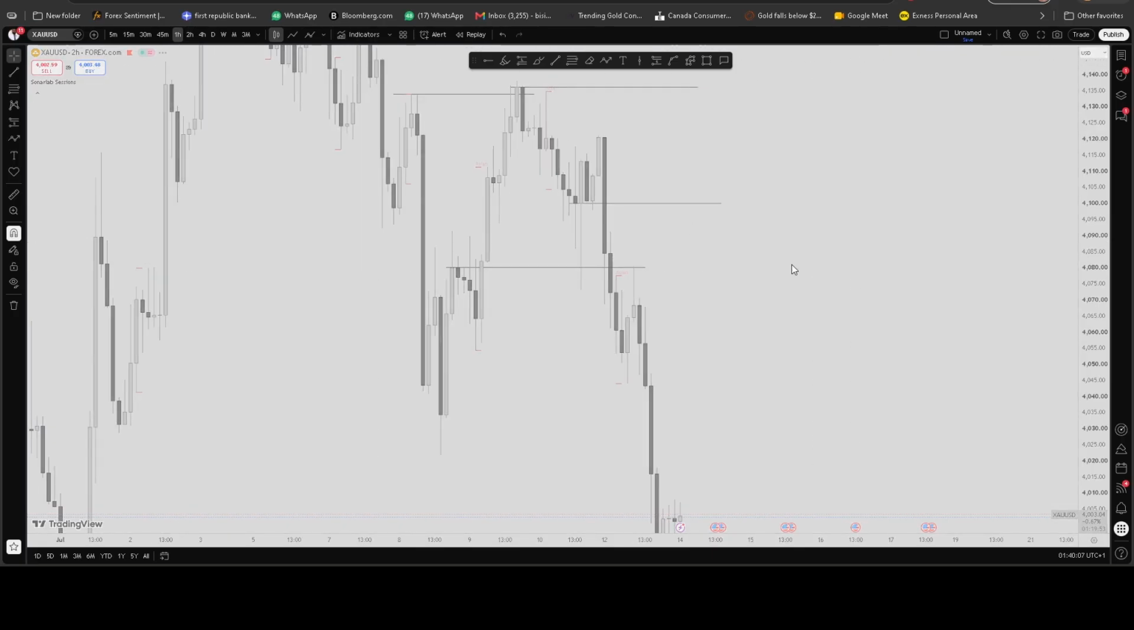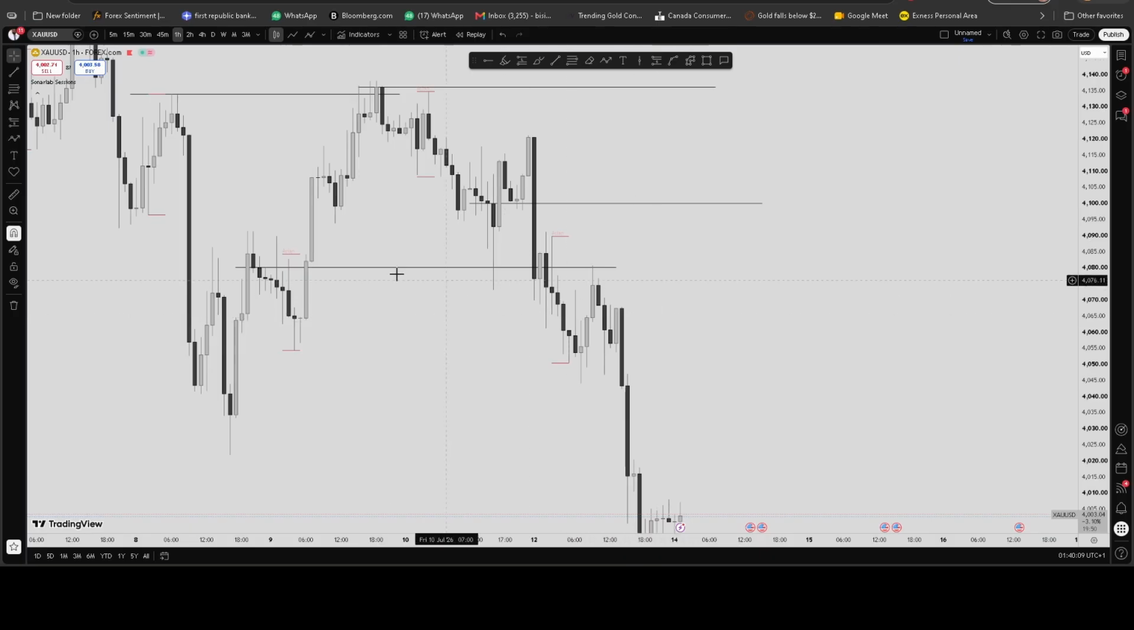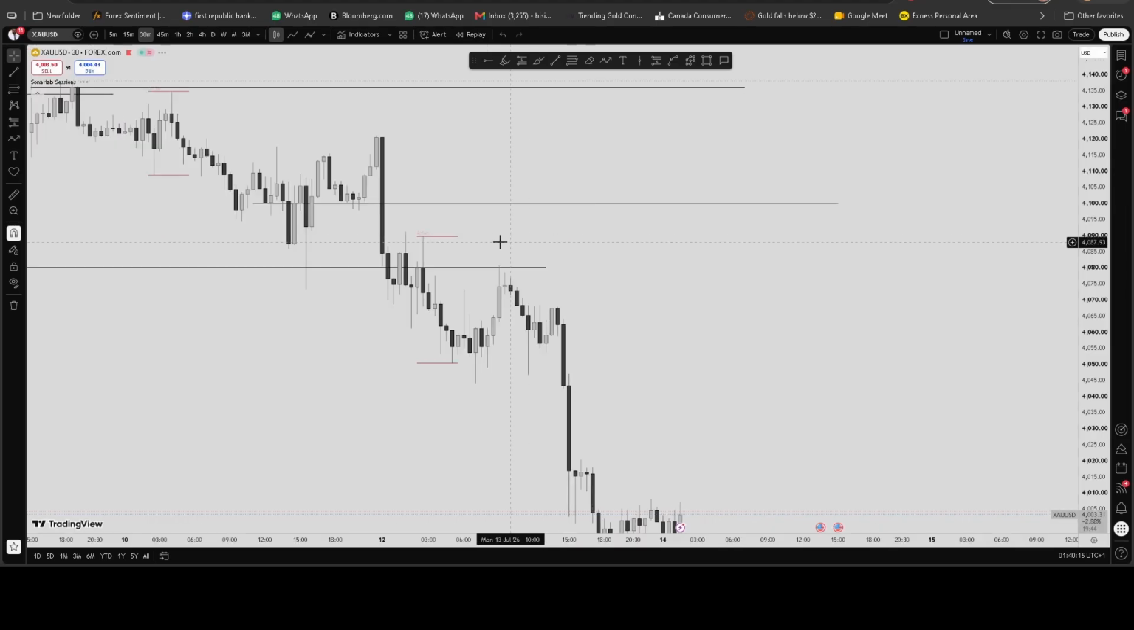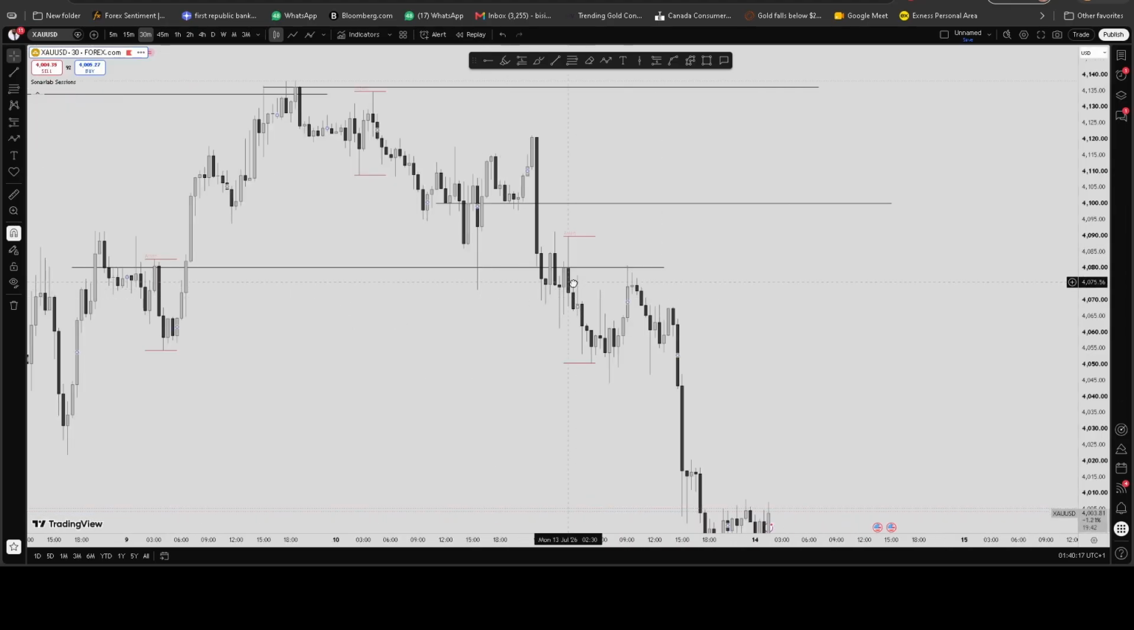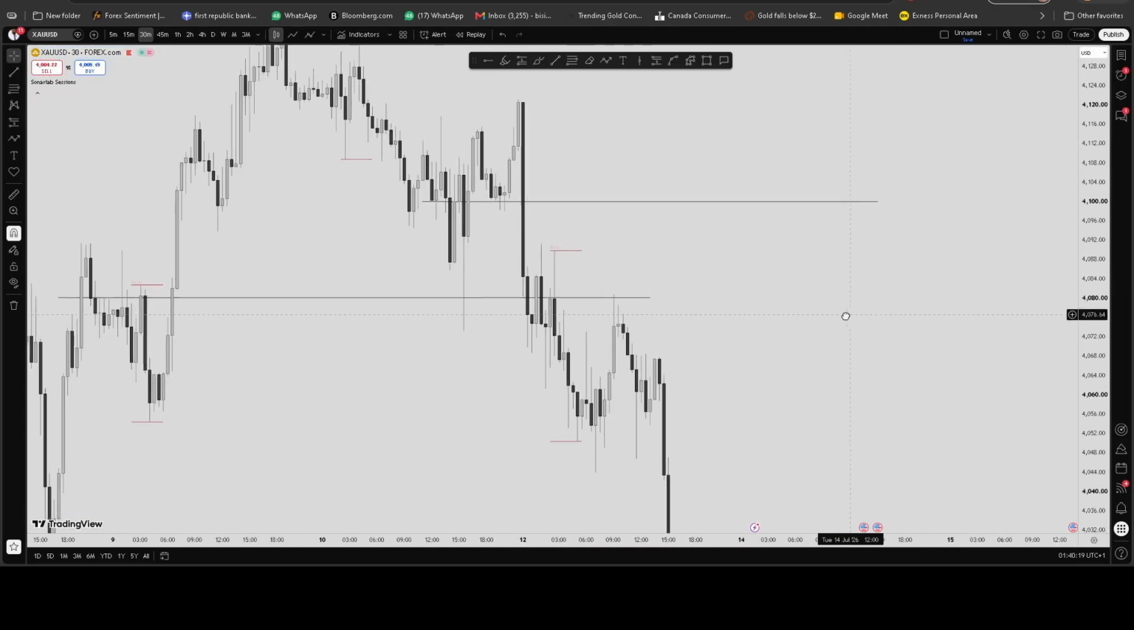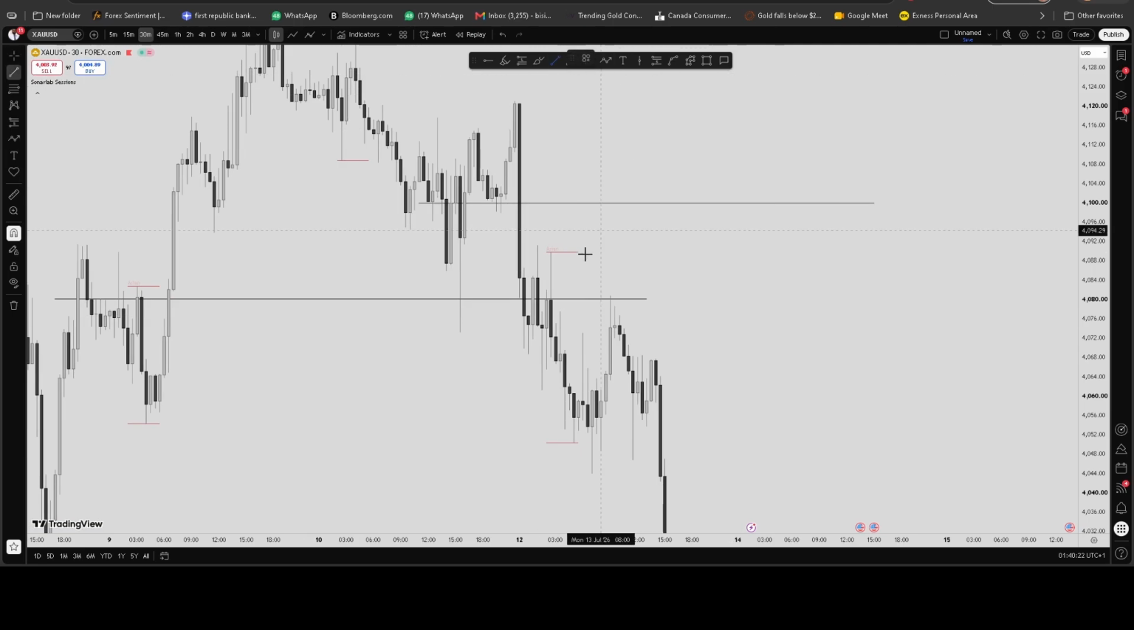Now let's go to the 1 hour time frame. On the 1 hour time frame, this is mitigated and this one is very, very fresh. On the 30 minutes time frame, you see we have something like a structure, but for me, to be honest, I would go for this extreme, this breaker block right here.